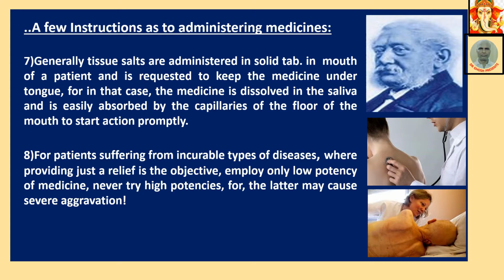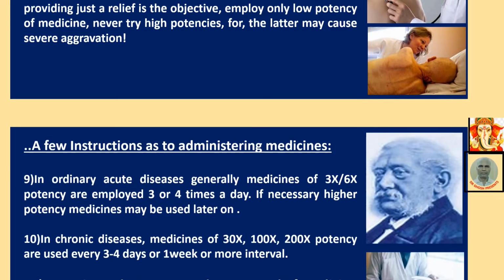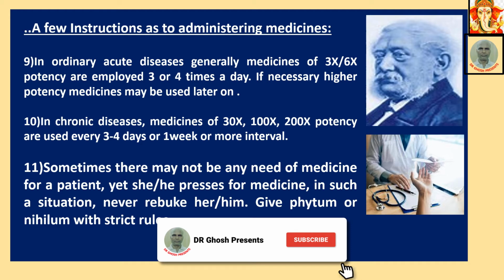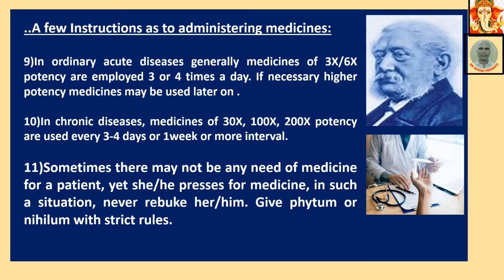Number 8. For patients suffering from incurable types of diseases where providing just relief is the objective, employ only low potency of medicines. Never try high potency, for the latter may cause severe aggravation. Continuation 9. In ordinary acute diseases, generally medicines of 3-6 potency are employed 3-4 times a day. If necessary, higher potency medicines may be used later on.